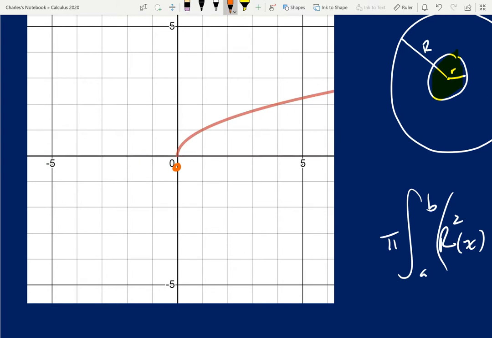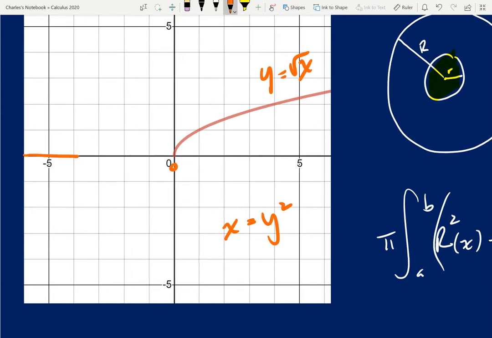However, it's possible to rotate them around a vertical axis too. This function right here is y equals the square root of x. But keep in mind that I could rewrite this as x equals y squared. So in one case, y is the dependent variable. In the other case, x is the dependent variable.